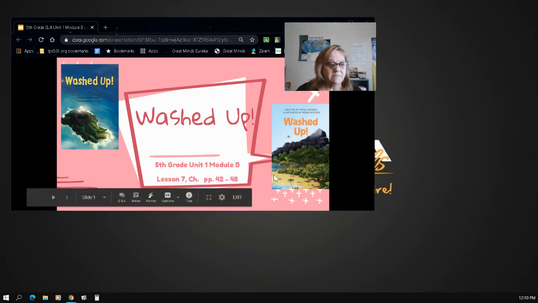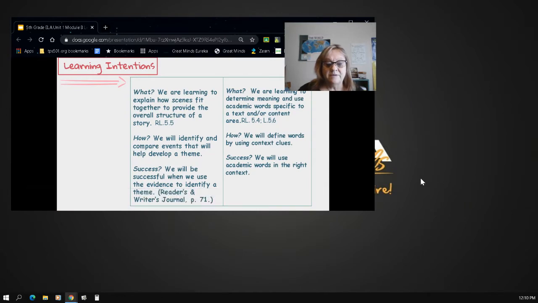Today, we are going to focus on a couple of reading strategies. We are going to learn to explain how scenes fit together to provide the overall structure of a story. How are we going to do this? We will identify and compare events that will help develop a theme. We will be successful when we use the evidence to identify a theme. This will be done in your Readers and Writers Journal, page 71.